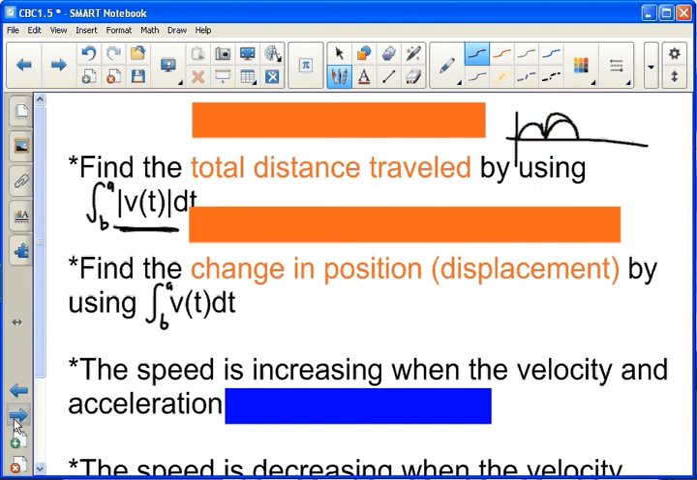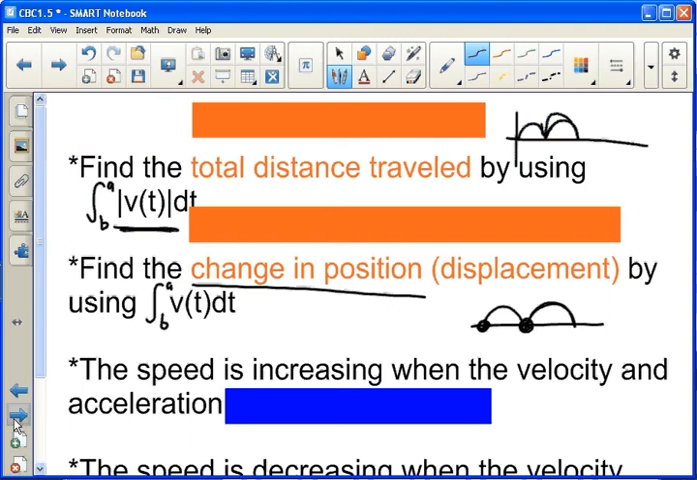Now, the second one, the change in position. If you think about the same scenario, someone takes 2 steps forward and 1 step back, they're only 1 step away from their starting point. So if we want to know just how far they are from the starting point, then we would use the change in position, which is the integral of the regular velocity equation.